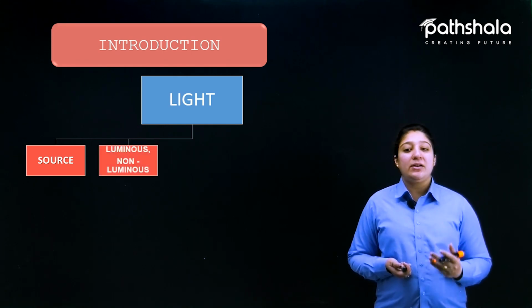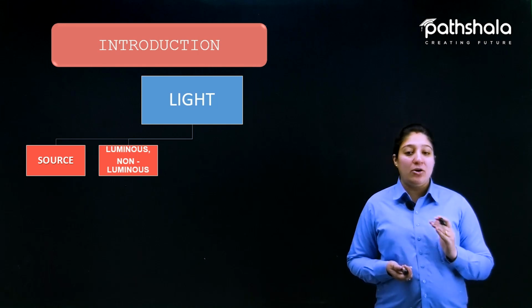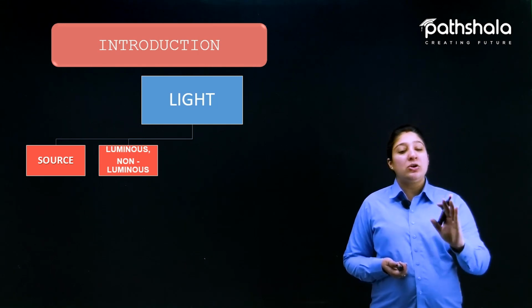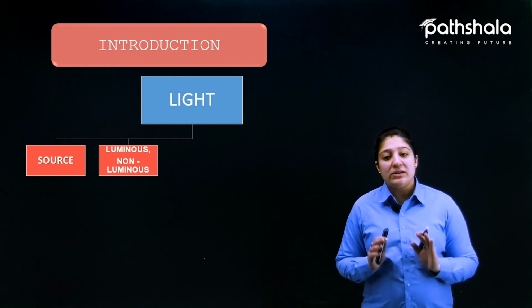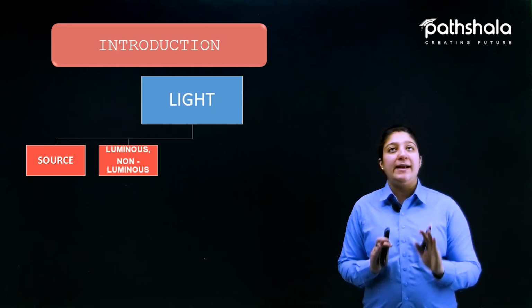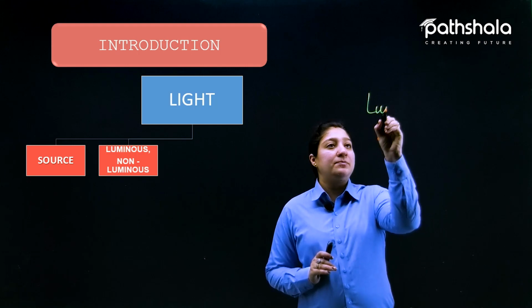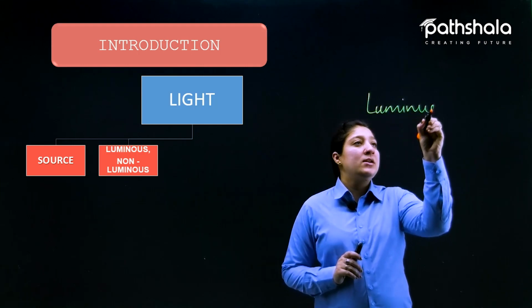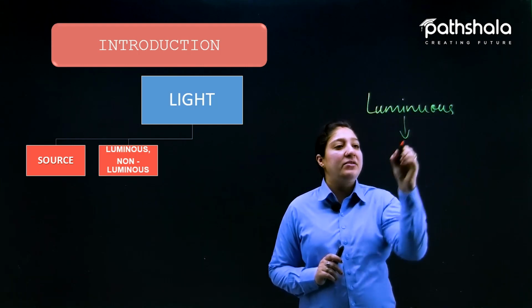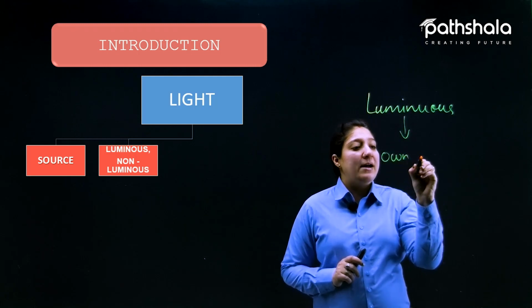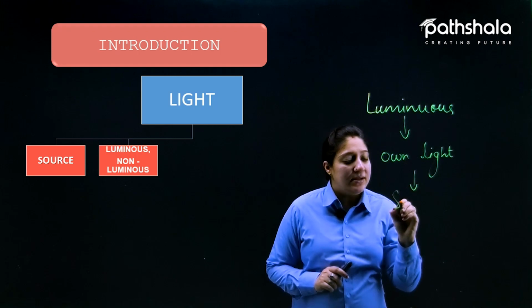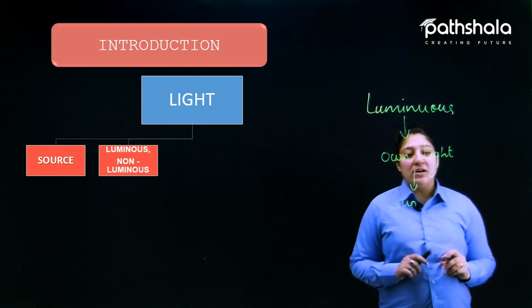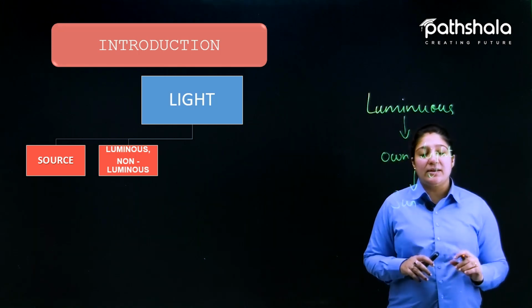Now after that, you have studied luminous and non-luminous objects. So what are luminous and non-luminous objects? Luminous objects are basically those that have their own light. For example, the sun. The sun has its own light. The sun doesn't get light from any other thing.